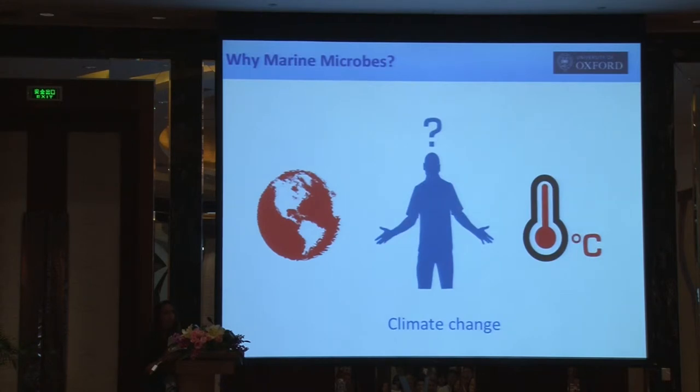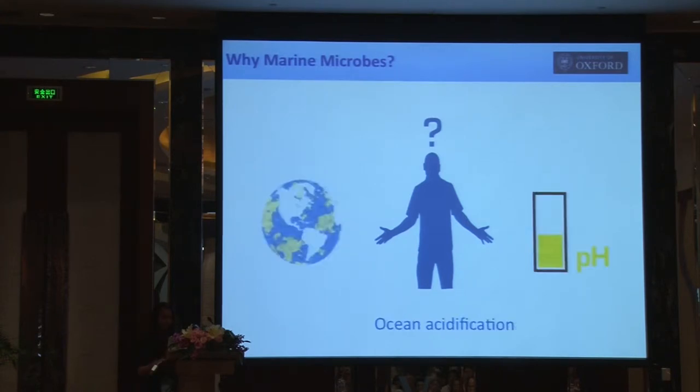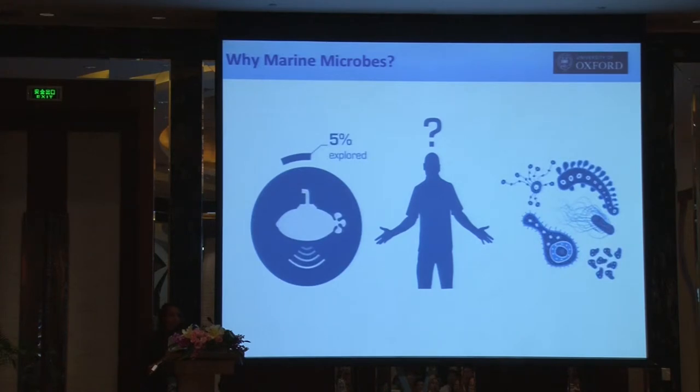So this means that microbes and ocean have a really close relationship, and it is very important for us to understand the mechanistics in this relationship to be able to address big problems like climate change, ocean acidification, and so on. To date, we have only uncovered 5% of microbial life in the ocean. So we still have 95% to go. There's a lot of work to be done here.